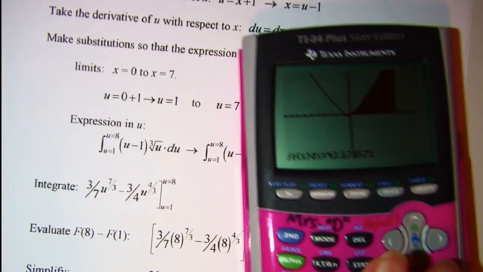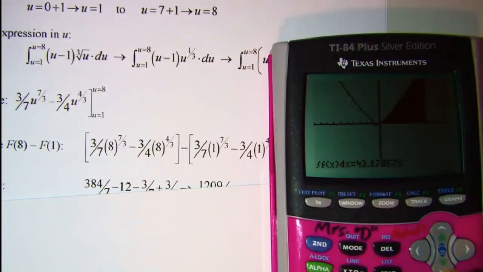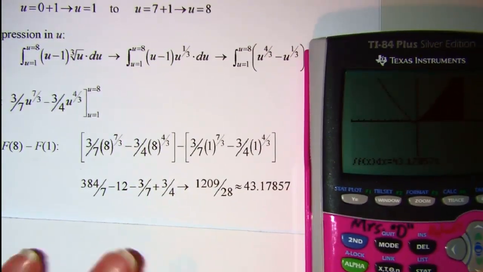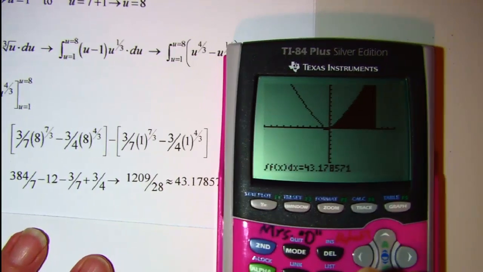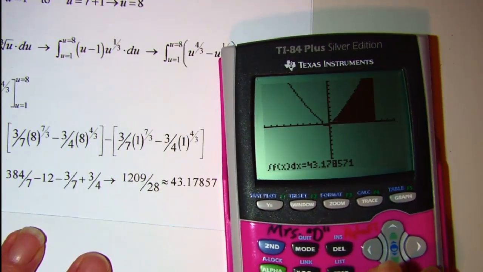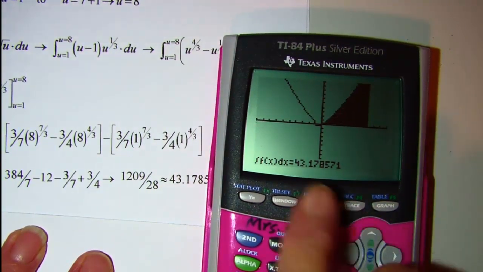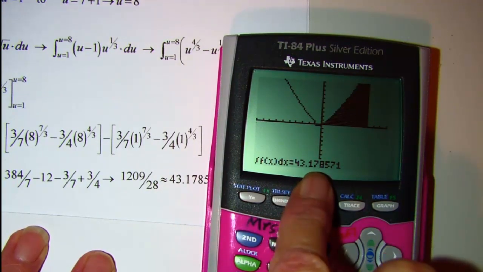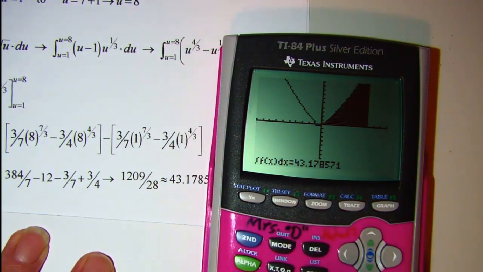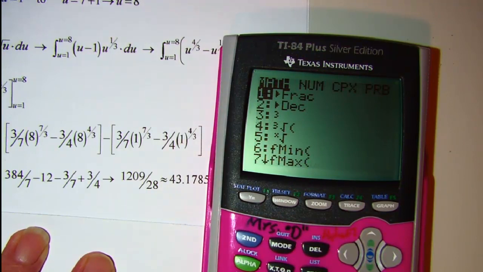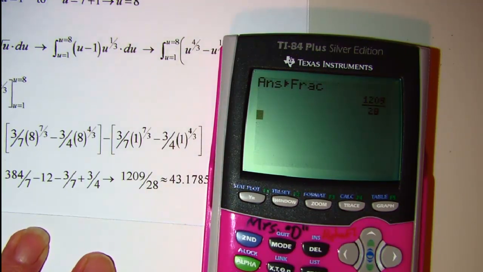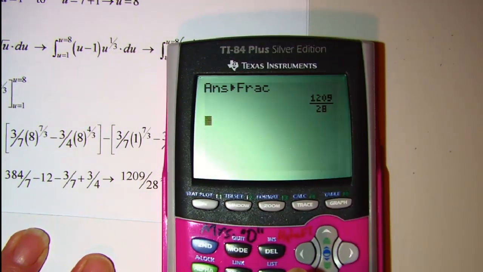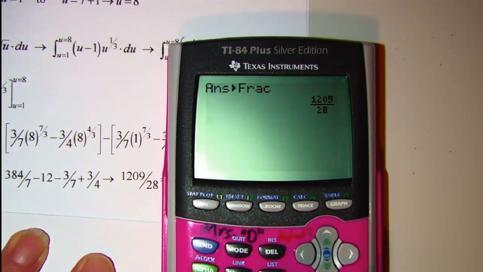Alright, so this is the decimal approximation that we got, 43.17857. This is stored in the memory of the calculator, so we can do a math enter to change it to a fraction, and we get 1,209 over 28.